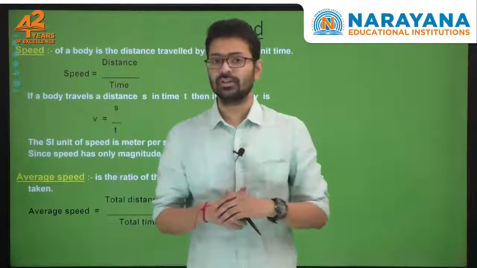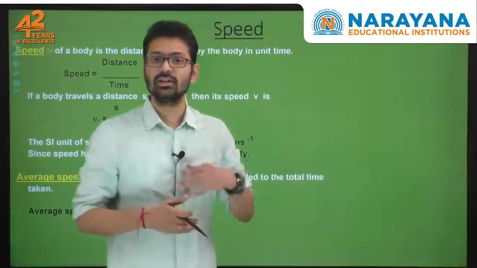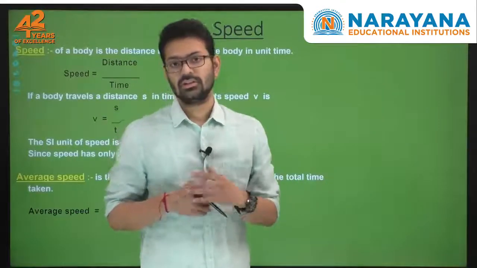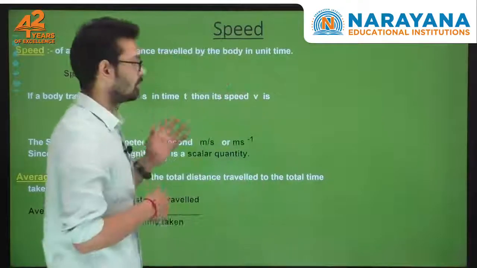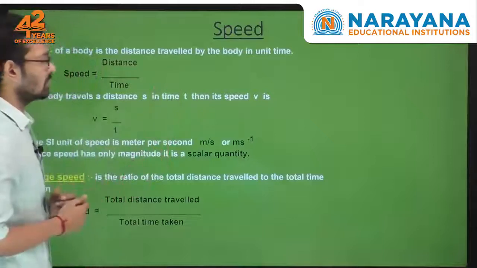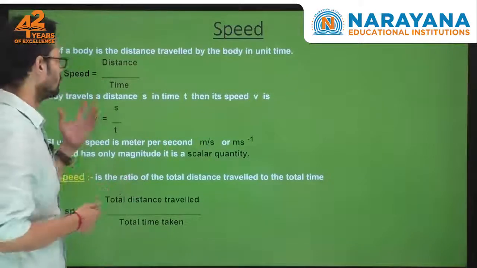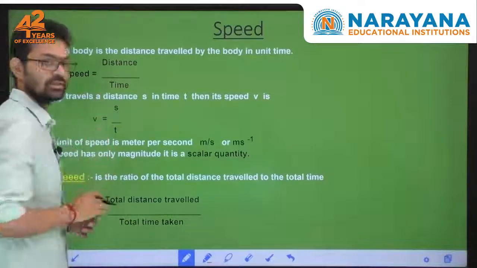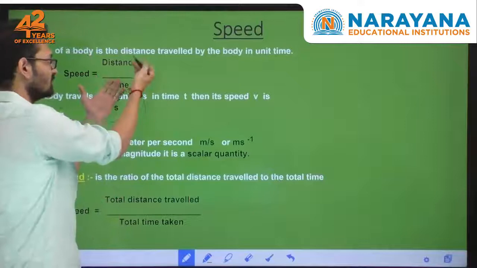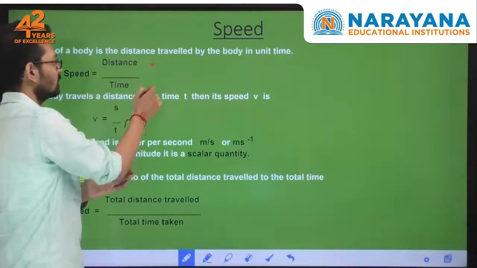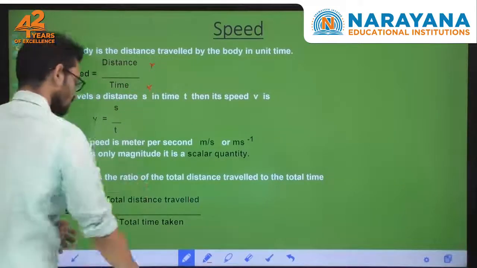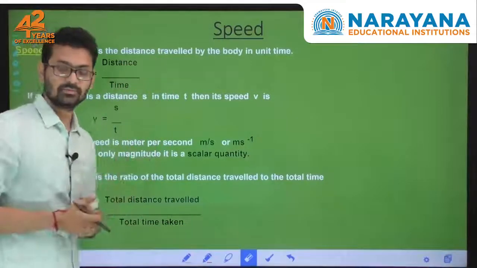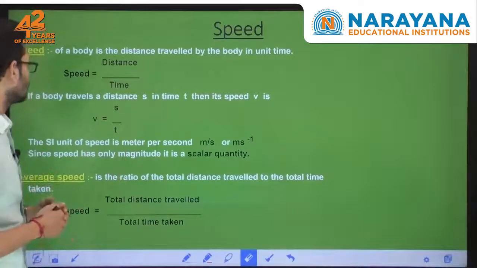So the definition for speed is the distance covered by the object with respect to the time. The distance traveled by the body in a unit time is called speed. Now its formula is speed is equal to distance by time. So how much distance did you travel and how much time, if you are calculating that, then we say that it is speed.